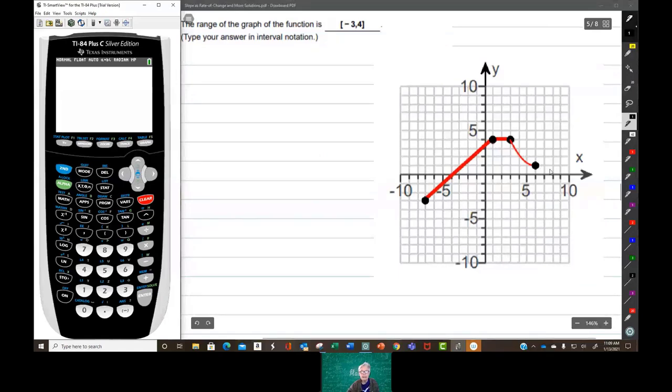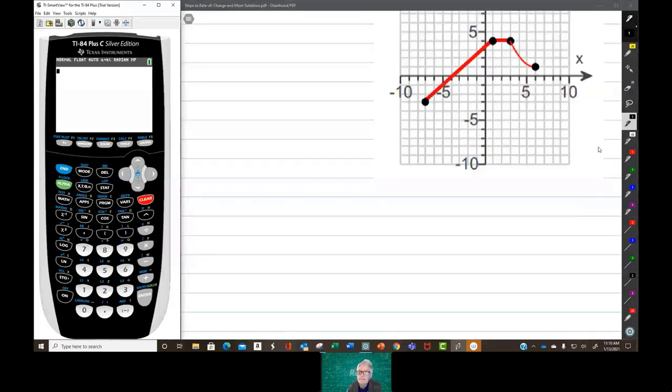Well, this one's pretty easy to find. In fact, here are the answers right here, the domain and the range. But let's talk about why. I like to use different colors when I explain finding the domain and range.